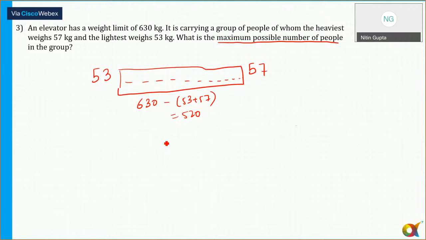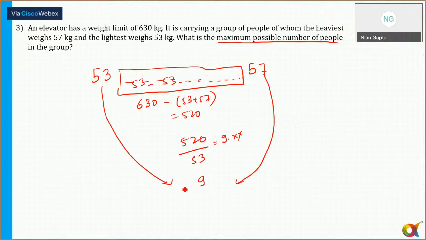Now, if I need to maximize the number of persons, we should make the weight of each and every person minimum. So let's say the weight of each person is 53, for example. So I'll say 520 by 53, that will be equal to 9 point something. So it means at the max, 9 people can be there, plus this one person and this one more person.